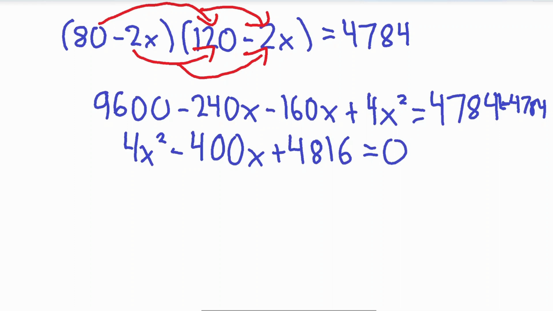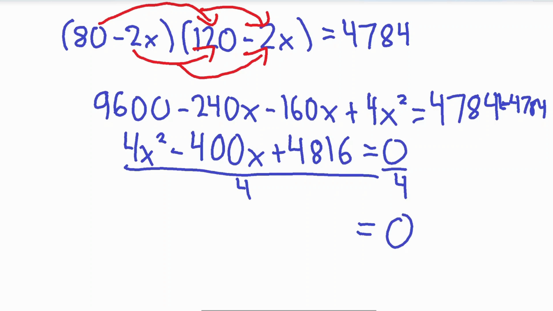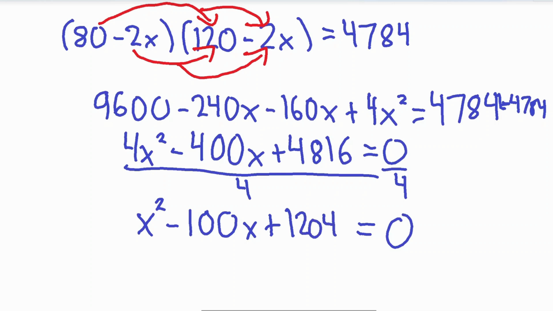Can we simplify this further? Yes, we can. If you notice, there's a 4 in each term here, so we can just divide this whole thing by 4. 0 divided by 4 is still 0. And then 4x squared divided by 4 is just x squared, the 4 cancels out. 400x divided by 4 is 100x. And then 4,816 divided by 4 is harder, but it is 1,204. Alright, so we have our new equation here that we're going to plug into the quadratic formula.